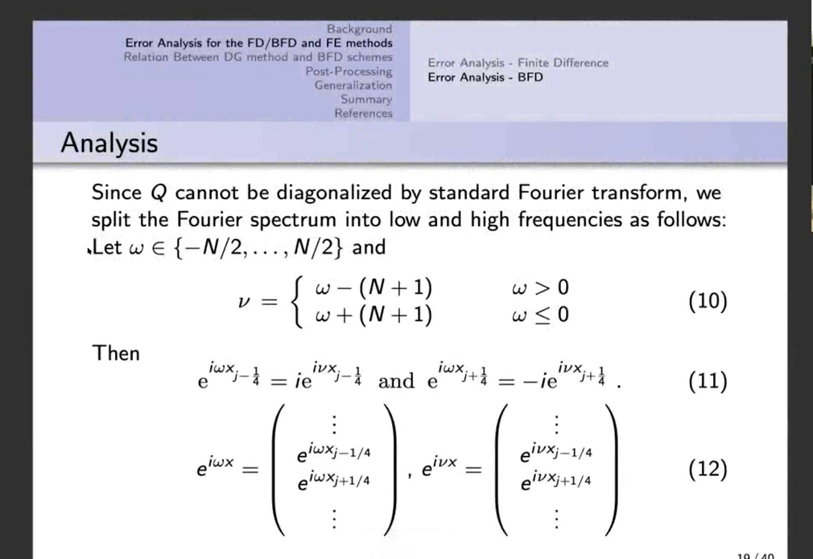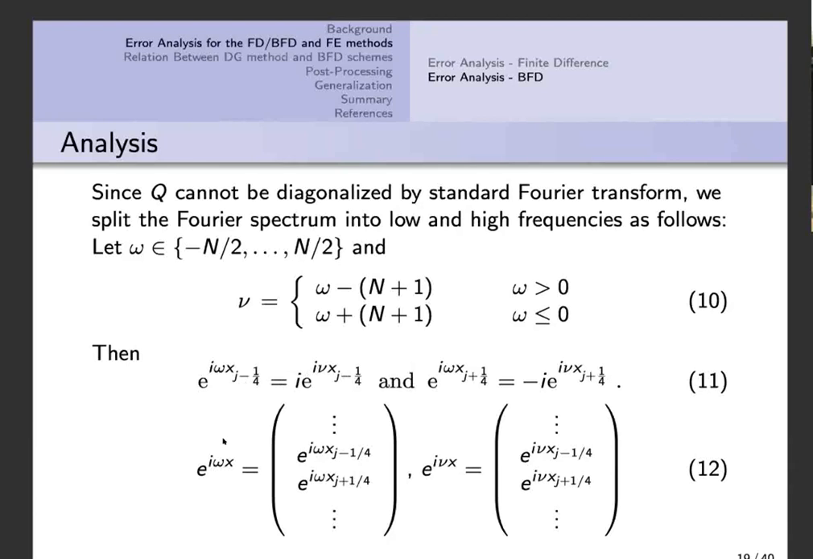We find this C by performing a standard Fourier transform analysis, but since Q cannot be diagonalized, we split the Fourier spectrum into low and high frequencies as follows. If the mode omega is positive, we deduce n+1. And if it's negative, we add n+1. So we have two kinds of vector: one vector depending on omega, and one vector depending on nu. And they have the following relations.